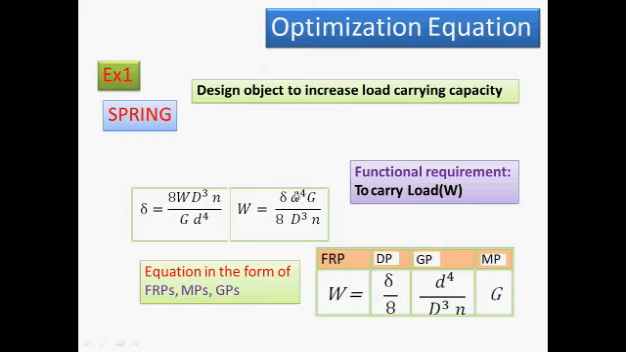Next is the geometrical parameter: small d, capital D and N. These define the size and shape of the spring. Capital G is the modulus of rigidity, which is a material property, so it comes under the material parameters. Like this, we are going to classify the equation into different parameters.